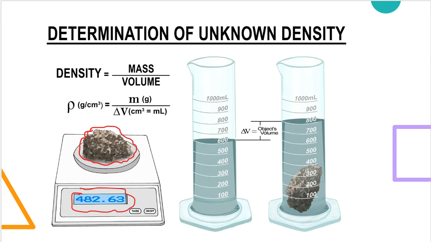482.63 grams of solid gets measured out onto a balance. Ding, ding. What I've just got is my mass value. So I've got one part of the 3. And now I'm going to measure the amount of space that takes up.